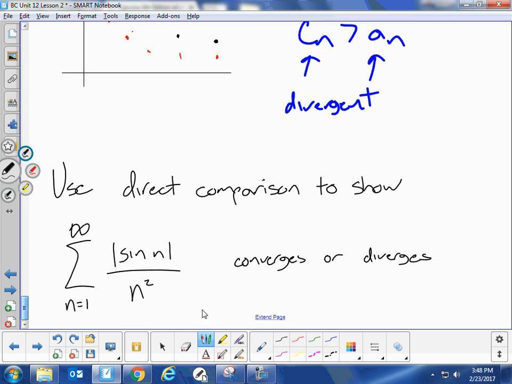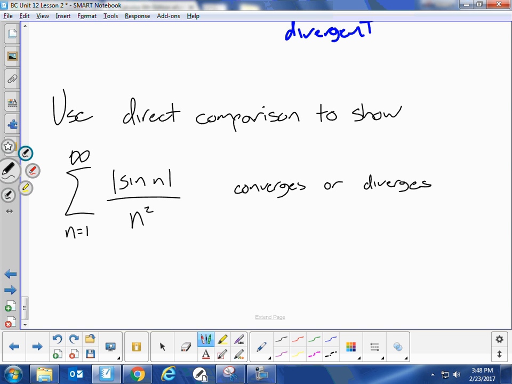Okay? This is a perfect series that the direct comparison test shows will converge or diverge. The absolute value of sine n over n squared. Now I think about if I plug in bigger and bigger values for n, what the absolute value of sine n will do. I know sine goes up to 1 and down to negative 1. So the absolute value has got to be stuck between 0 and 1. Okay? So it's like a fraction that's going to be in my numerator.